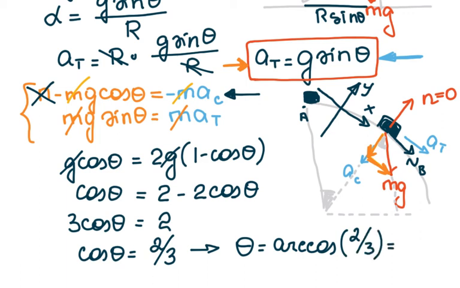0.66, and that gives me the angle theta at which the mass is going to be leaving the sphere. And I get 48.2 degrees. And that is this angle, or that angle that we calculated, angle theta.